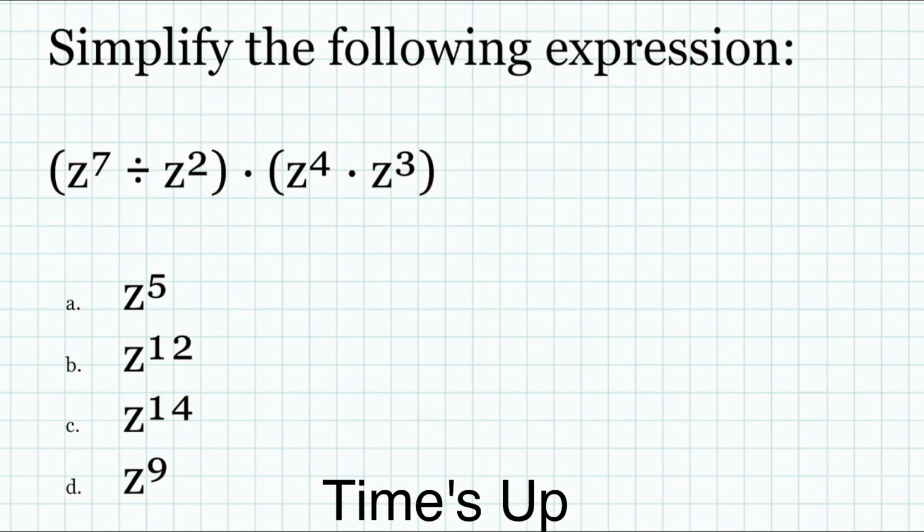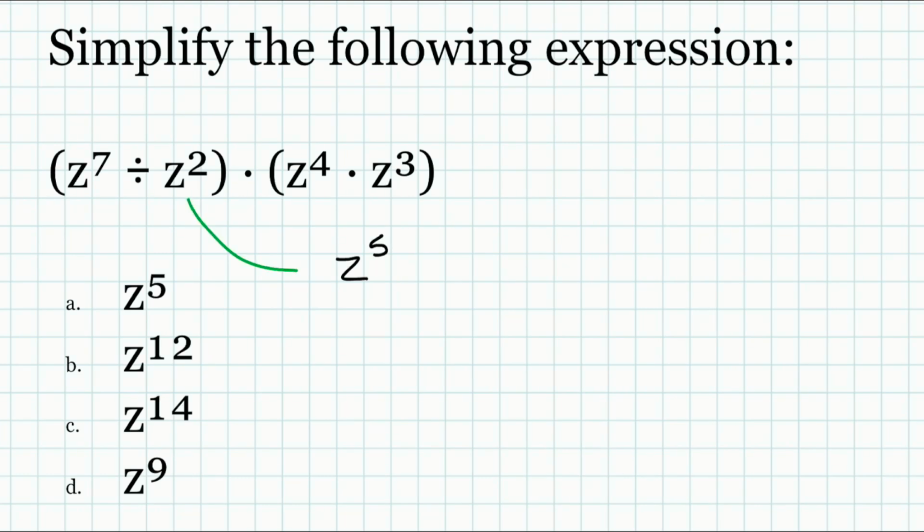Here we go. So, in this one here, my party people, let me just get the timer out of the way. We have a parentheses here and a parentheses here. So let's just take care of each parentheses one at a time. When we take a look at the z to the power of 7 and z squared, that's going to be z to the power of 5, right? Or is that going to be z to the power of 9? Yeah, that's going to be 5.